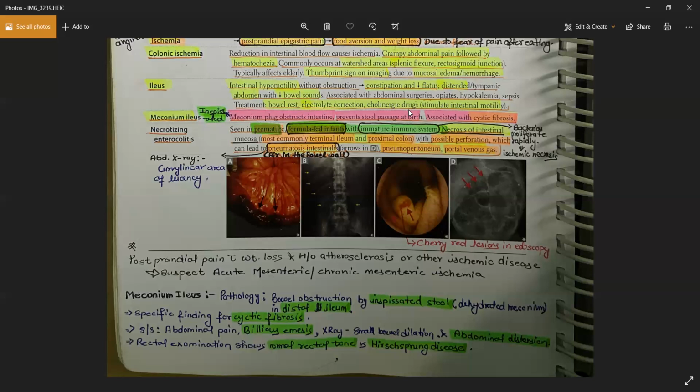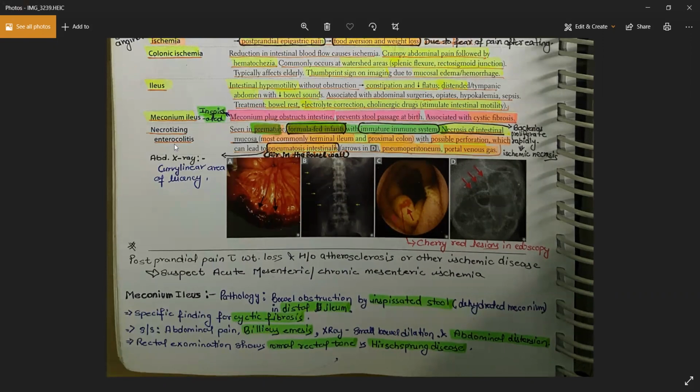Okay, thank you. It is actually happening because of the dehydration of the stool. The stool becomes very hard, very stony, so that it can block the lumen. So anything which can cause dehydration can cause a meconium ileus. Okay, I got the point. Thank you so much. Now comes necrotizing enterocolitis.